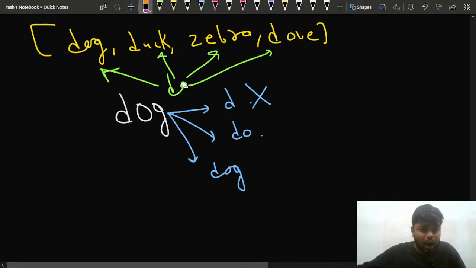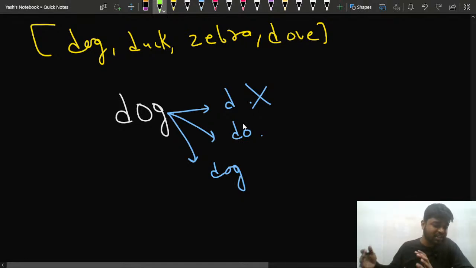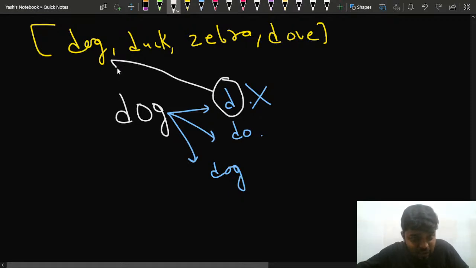So can I say that for whatever number of prefixes I have, I have to compare each of them with every other word in the worst case? Do you agree with me? Please write yes in the chat if you agree that I have to compare this d to check whether this is not happening with anyone else. I have to compare this d with the starting of every other word, right?